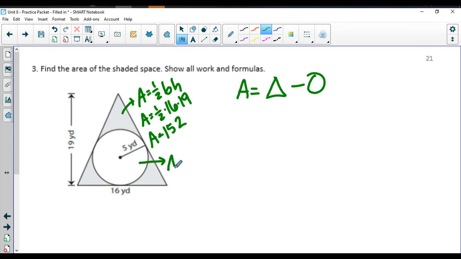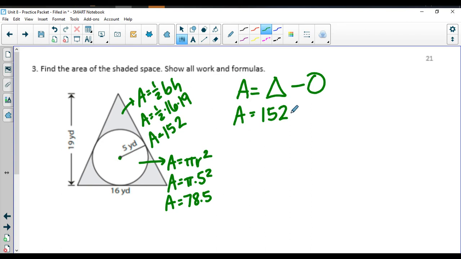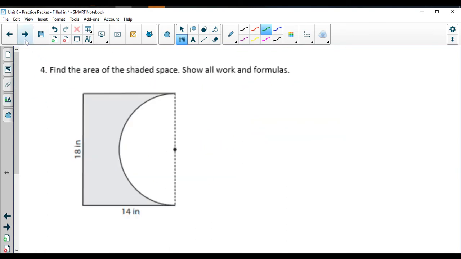For the circle, its area equals pi r squared. And this does show me my radius is 5. Because I actually have numbers here, I'm going to go to decimal version instead of putting in terms of pi. So when I multiply, I get 78.5 here. So for my area, I have 152 for the triangle minus the 78.5 for the circle. And 152 minus 78.5 will give me 73.5 square yards for my final answer in number 3.